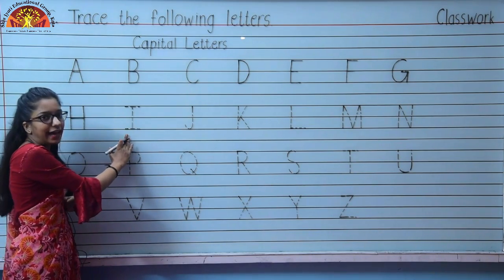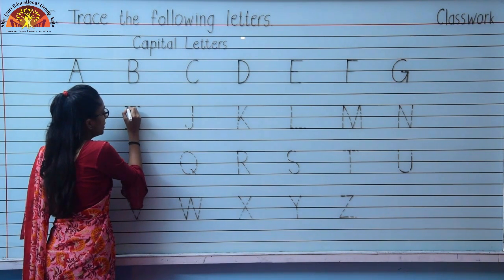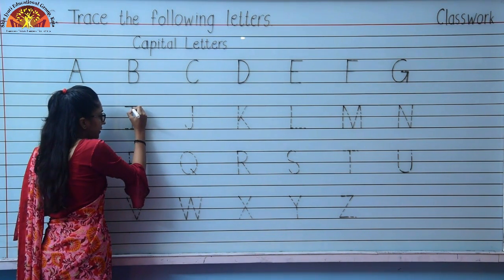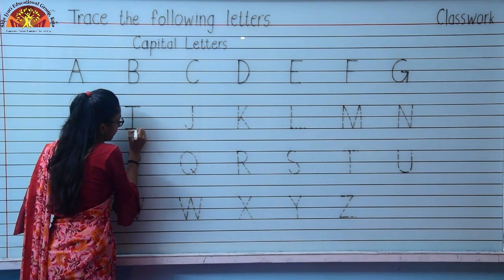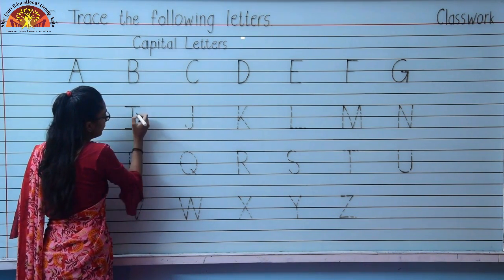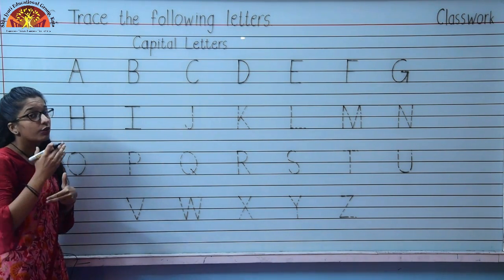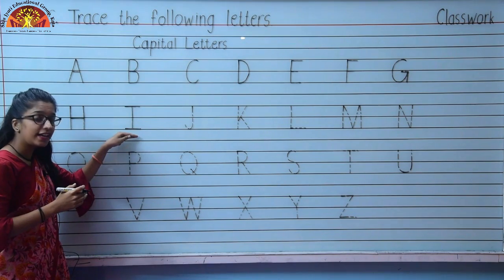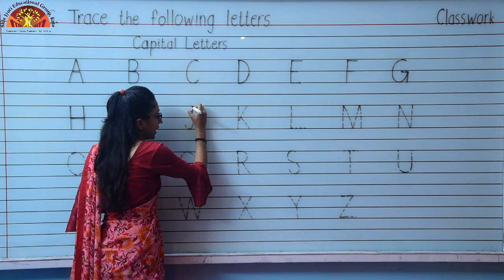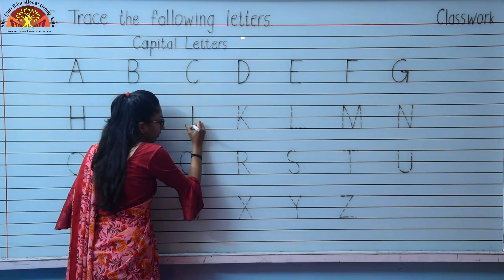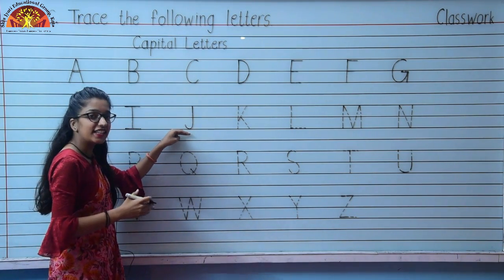Now next is capital letter I. So kids, draw small sleeping line, standing line, again sleeping line, here like this. Okay, this is capital letter I. Now tell me what comes after capital letter I? It's capital letter J. Okay, so draw standing line and turn, like this. This is capital letter J.